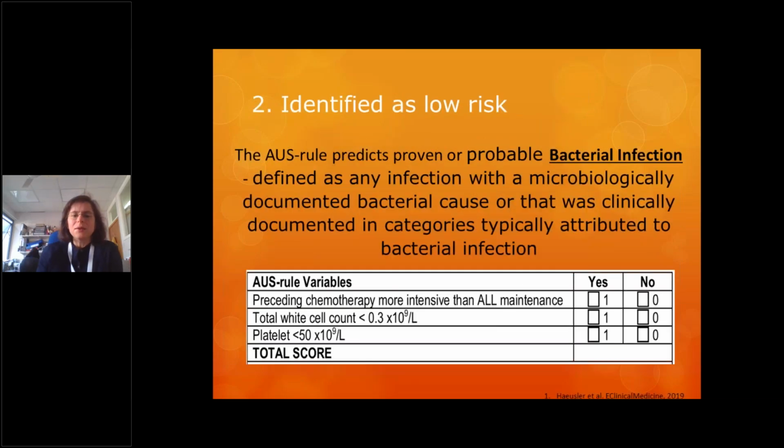So, preceding chemotherapy more intensive than ALL maintenance. This is meant to be extremely conservative. In this rule, everybody who had something different from ALL maintenance is considered not low risk, not low intensity chemotherapy. Then total white cell count below 0.3 and platelets under 50. Platelets under 50 are simply a surrogate to indicate they have not yet had complete bone marrow recovery.